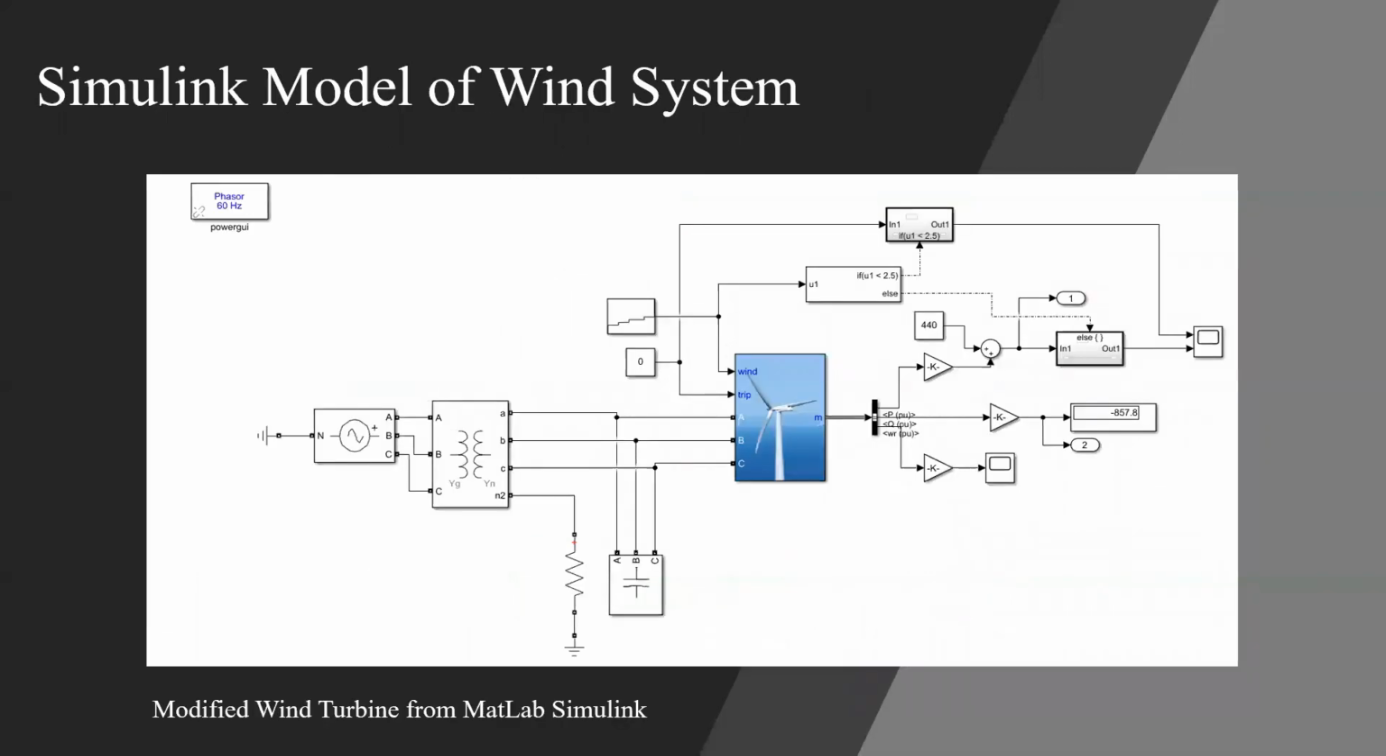Next, we have the wind system, which we downloaded from the MATLAB website. For this system, we modified the wind speed to match our value of 5.5 meters per second. And we also changed the pitch angle. Originally it was at 45 degrees, and after some research, we found that the optimal pitch angle was actually 35.5 degrees. And we're also changing the power of the turbine to match ours.